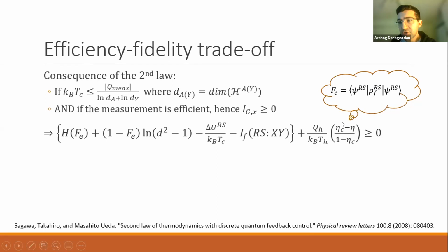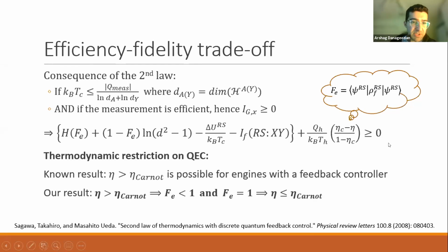Eta C is, of course, the Carnot efficiency. So the statement is, although it is true that you can operate above the Carnot limit if you're dealing with a heat engine that has a feedback controller, our results show that if you operate above that limit, you're going to experience a drop in the fidelity. So your fidelity is going to be definitely below 1.